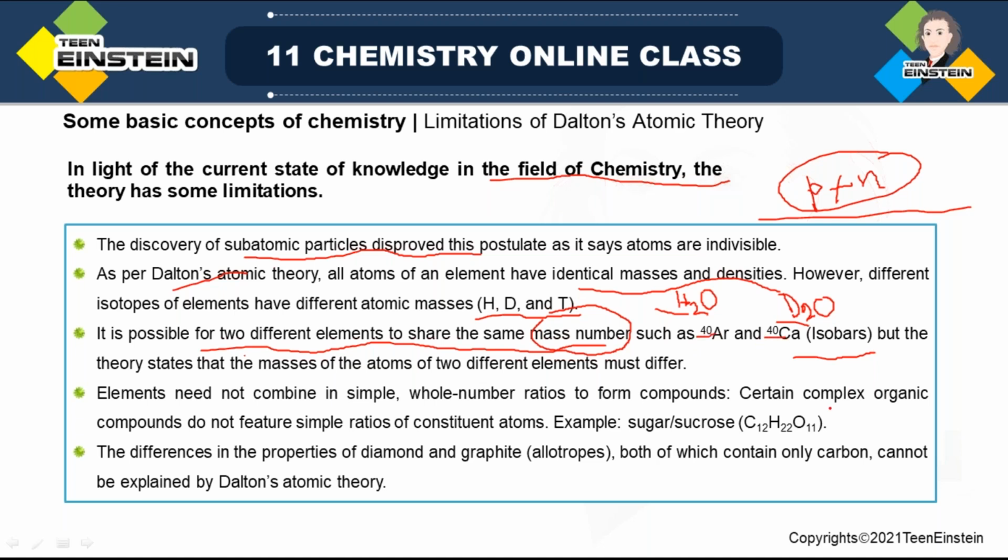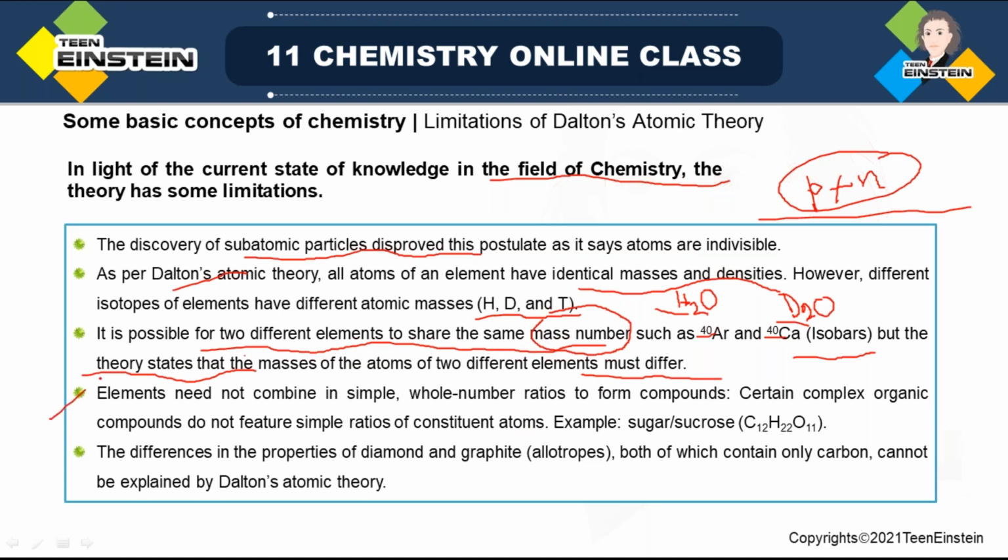So you can see we have taken two elements. One is argon, another one is calcium. Argon has mass 40. Calcium also has mass 40. So it means for these two elements, the total number of protons plus the total number of neutrons is the same. Okay, so that is the definition of isobar. When the mass number for two elements is the same, they are called isobars. But according to Dalton's atomic theory, it is mentioned that the masses of atoms of two different elements must differ, but that is not always true.